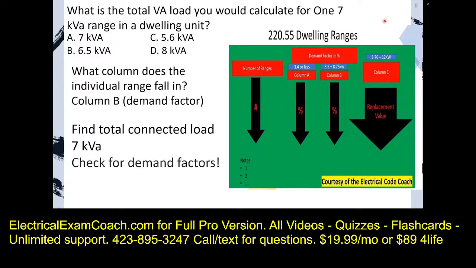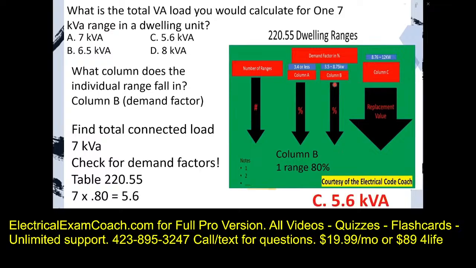Now, let's check for demand factors. When we head back to our table, we're going to start on the left-hand side and find our number of ranges. Then we're going to cross over and find our multiplier. And when we do that, we find that it's 80% for one range. Now, let's do the math. We take our 7 multiplied by our demand factor, and that gives us our new reduced load. And we select C.